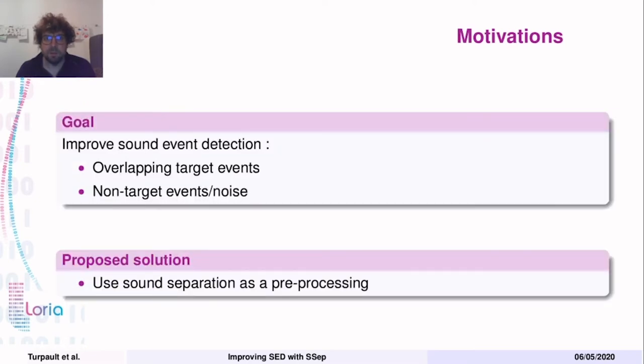Our goal here is to improve sound event detection, in particular in the case of overlapping target events and overlapping target events with non-target events or with noise. The solution we propose is to use sound separation as a pre-processing.